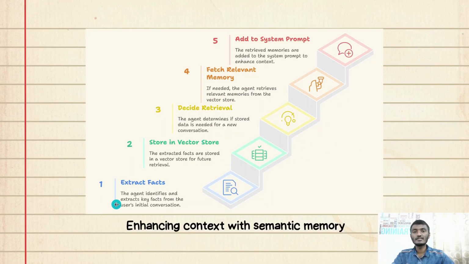When the user starts a conversation, the agent picks relevant information from that conversation and stores it in the vector store. And in the later part, whenever it is needed, it fetches that data from the store and adds it to the system prompt so that our model becomes more aware of the context. Let me give you an example. If I tell my name to the agent, it first stores that name to the vector store. And in the later part, if I ask what is my name, it fetches that data and answers correctly.